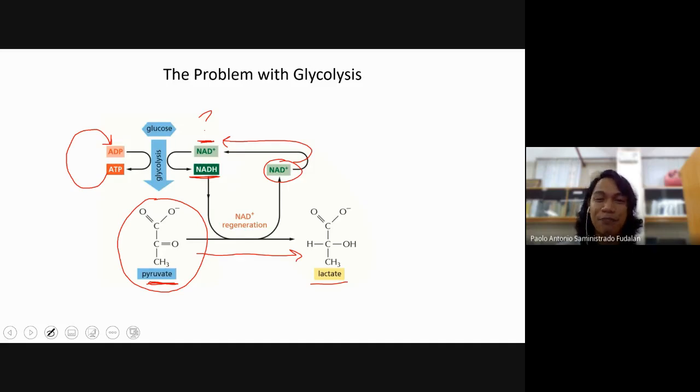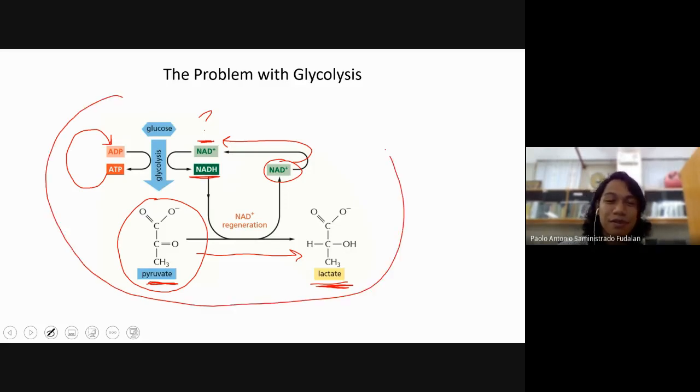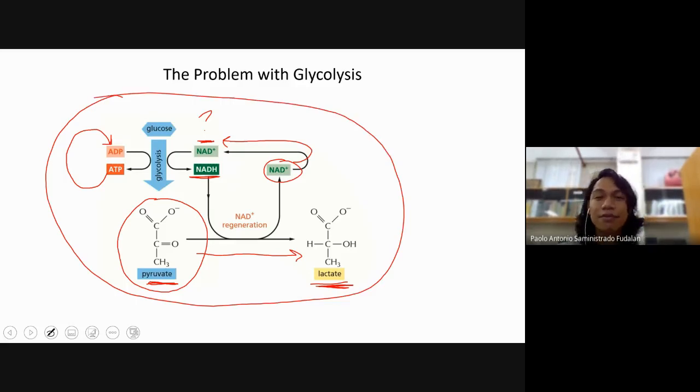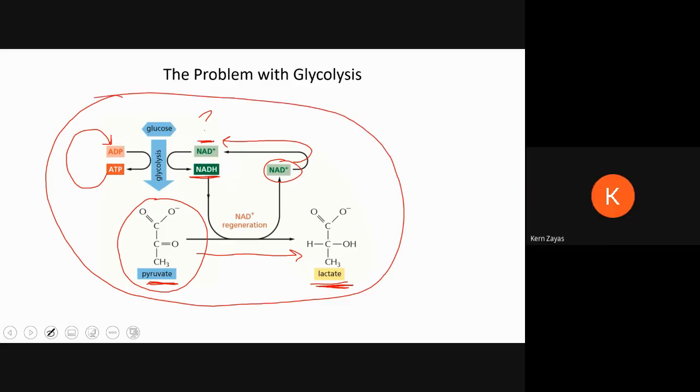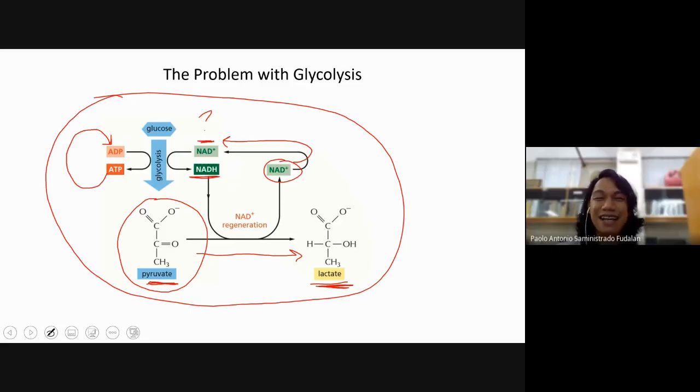And look at the product here. This is lactic acid. This is the same product found in your yogurt, for example. So what is this process called? This whole process? Lactic acid fermentation, sir. Yes, so this is the lactic acid fermentation, no? Used in the production of yogurt, many other food products, di ba? Can be produced, can be enhanced in flavor using lactic acid fermentation.